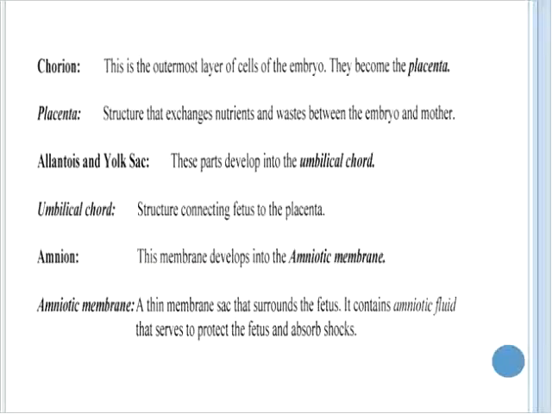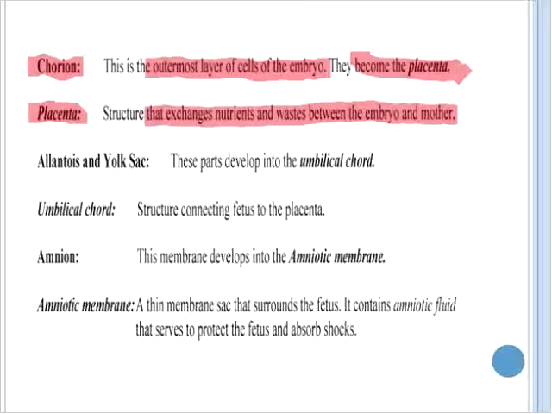These layers include the chorion, which is the outermost layer of cells of the embryo. This becomes the placenta. There's the placenta, which exchanges nutrients and waste between embryo and mother. There's the allantois and yolk sac. These parts, the allantois and yolk sac, develop into the umbilical cord. The umbilical cord connects the fetus to the placenta.